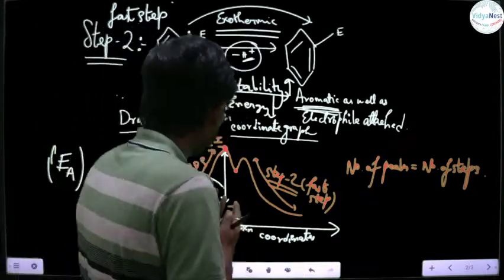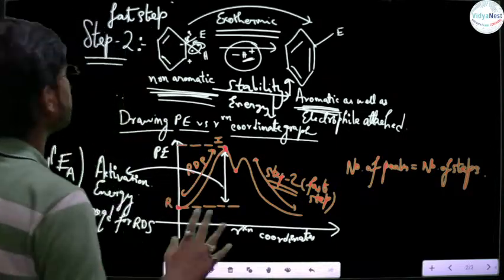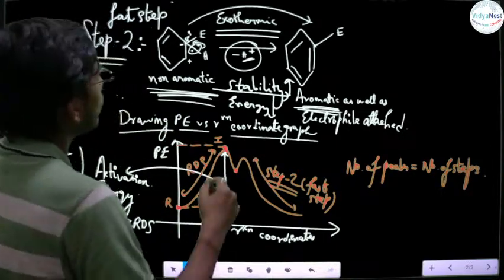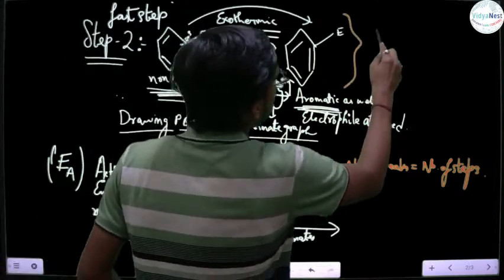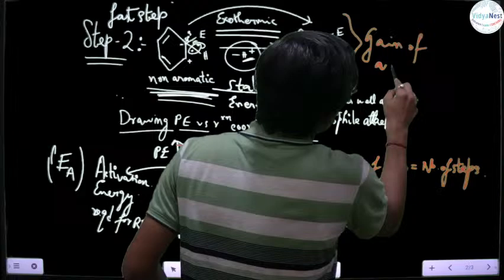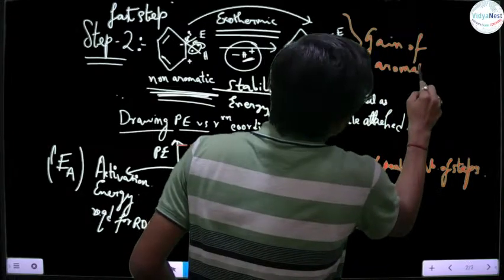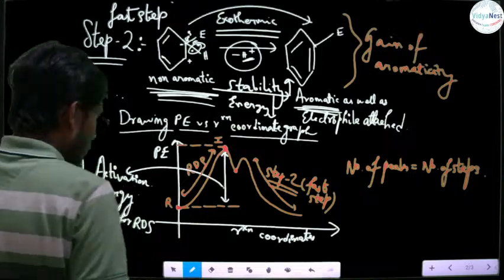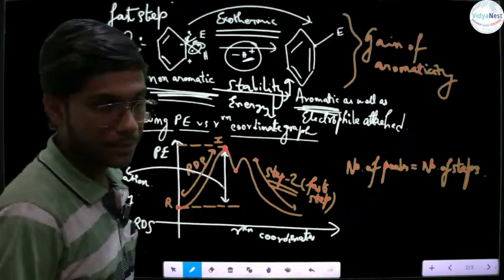So I think this should be clear till here. That's about the mechanism and how it goes. Also, this step is basically the gain of aromaticity. The first step was the loss of aromaticity, and the second step is the gain of aromaticity. Okay, so this is clear. We will move on to the next page.